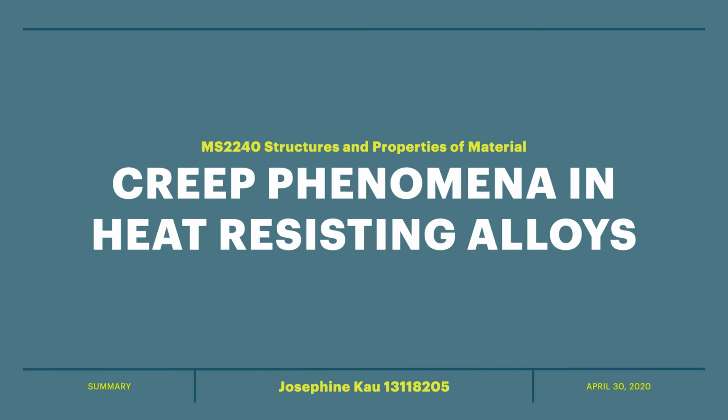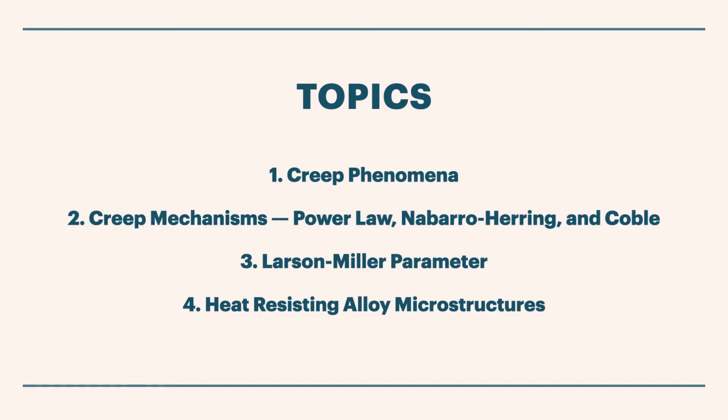This is the summary presentation for the class of Structures and Properties of Material with the topic of creep phenomena and heat-resisting alloys. The topics covered in this presentation are creep phenomena, creep mechanisms including power law, Nabarro-Herring, and Coble, Larson-Miller parameter, and heat-resisting alloy microstructures. Most of the explanations here are based on Callister's 9th edition of Material Science and Engineering, as well as some internet websites.